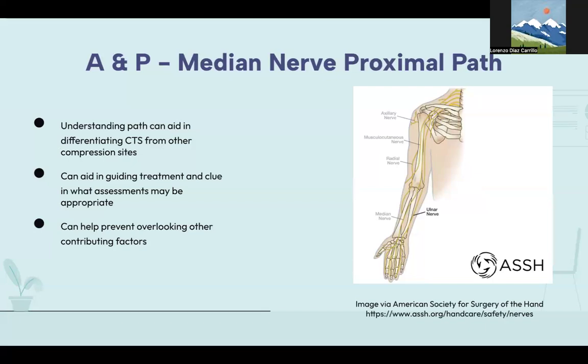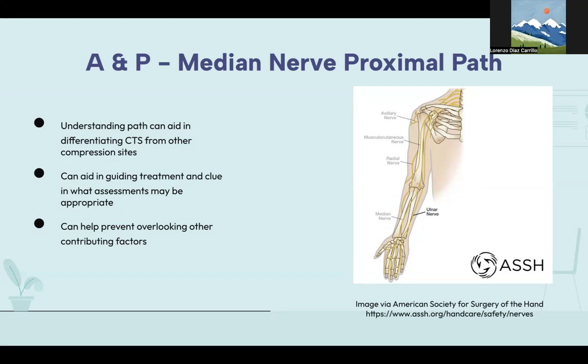So I kind of listed some. But some of the common sites of compression can be at the pronator teres, the ligament of Struthers, which is pretty rare, but I find it interesting as a rabbit hole that I found. But also the anterior interosseous branch and even the scalenes. I'll talk about some of these in a bit. But if proximal compression exists, treating only at the wrist level will not fully resolve the patient's symptoms.